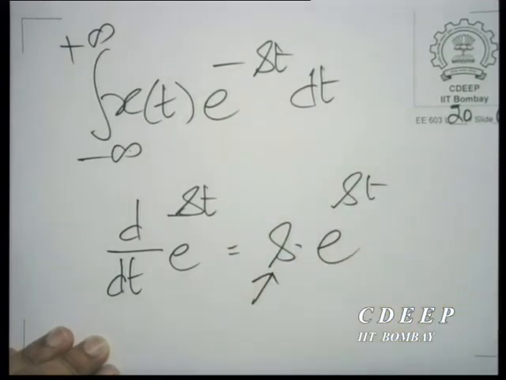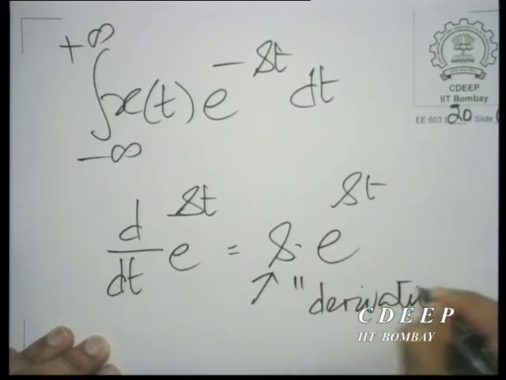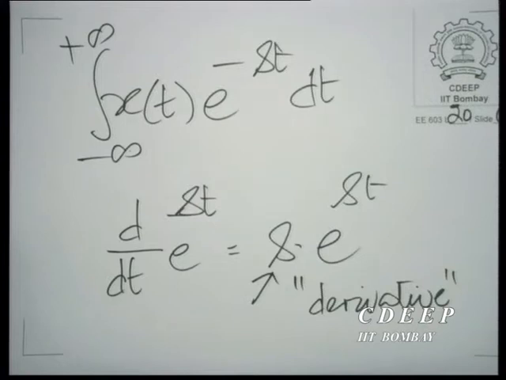So, multiplication by S is like a derivative operator on e raised to the power of ST. And if you think of any function as comprised of several e raised to the power of ST's, then multiplication by S individually on each of these e raised to the power of ST's amounts to taking a derivative. So, in that sense, multiplication by S or the operator S or the variable S is representative of a derivative. Now, we note this because this is what will inspire us to come up with an S to Z transformation.